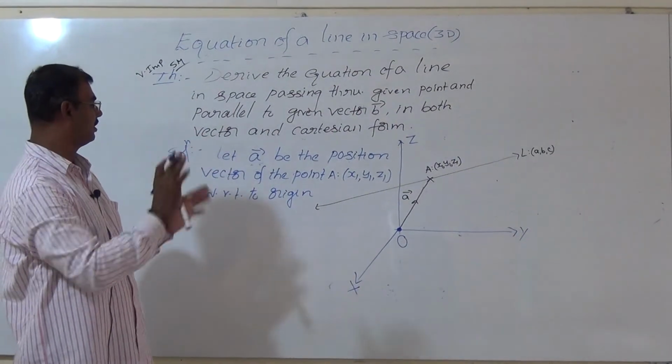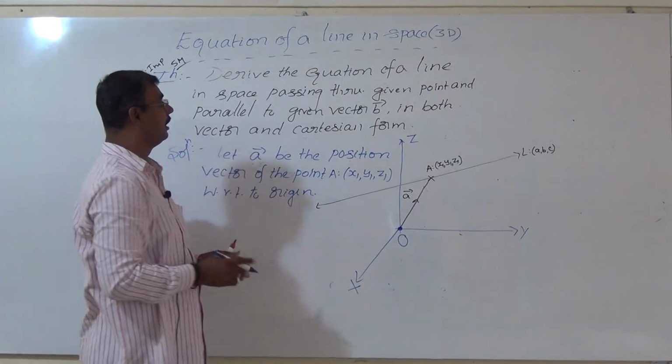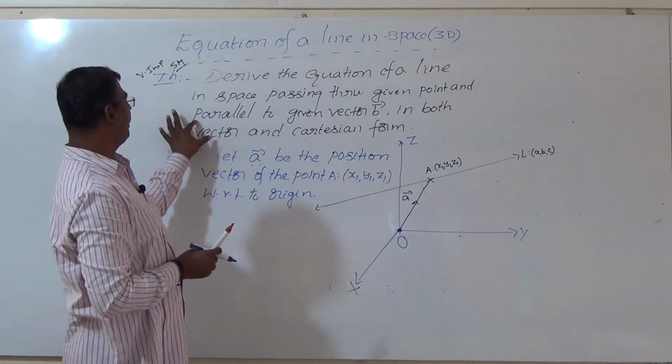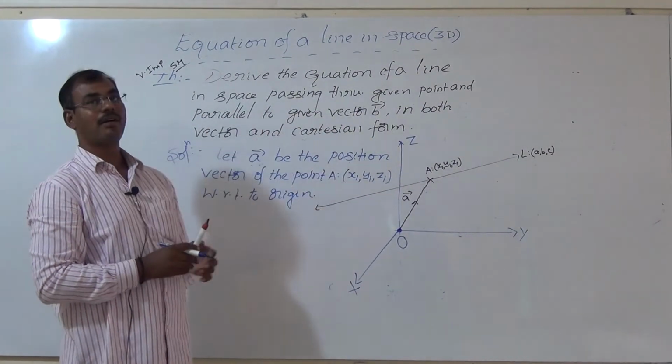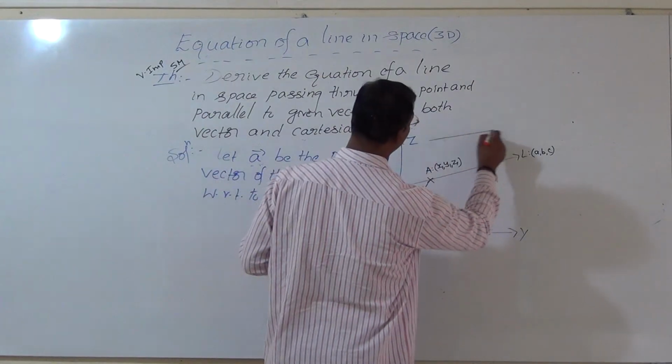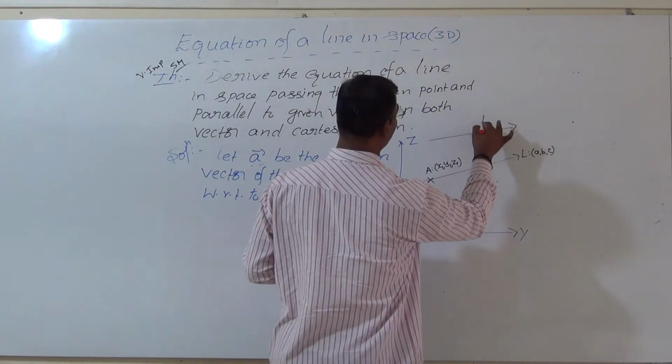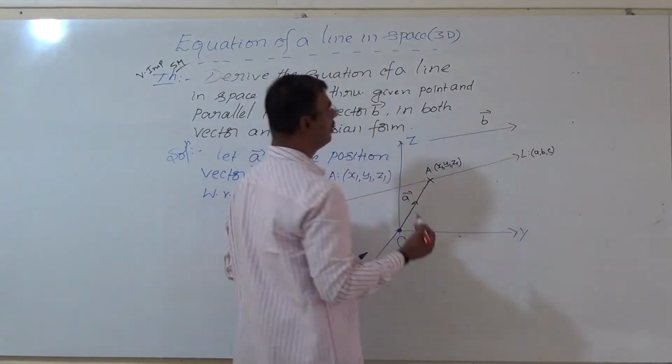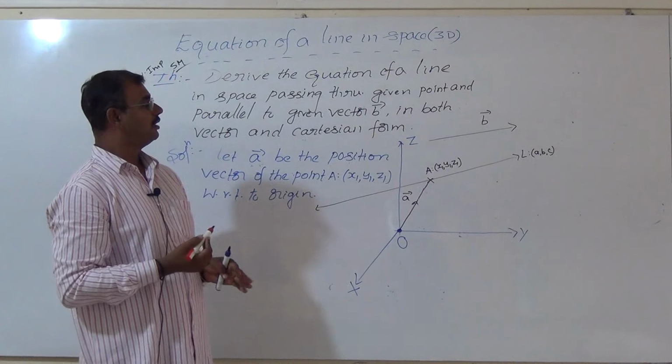So this is the Cartesian system. This is the given. Next, what he has given is a line parallel to a vector. So this line is parallel to one vector. Which vector is that? B bar. This is a vector only.